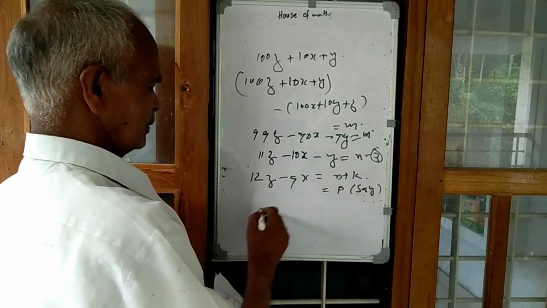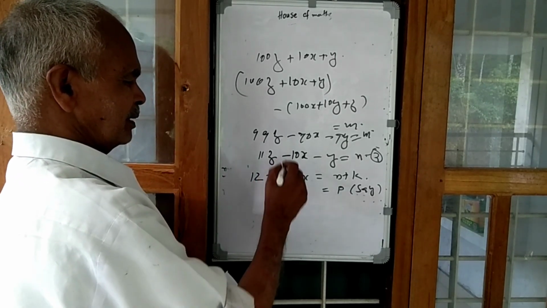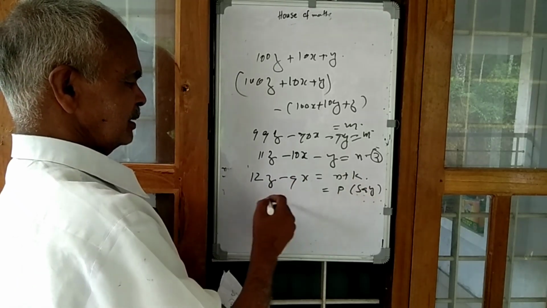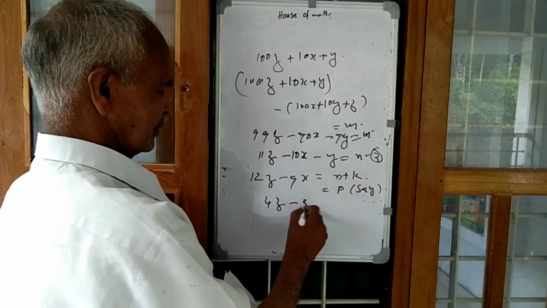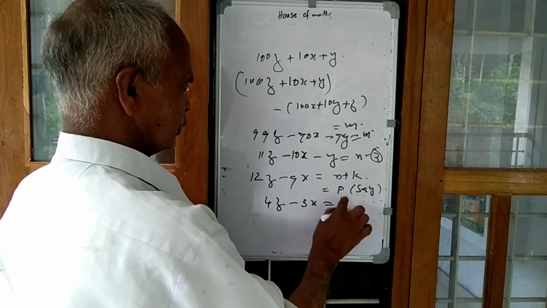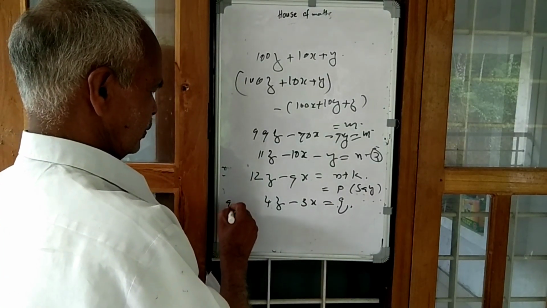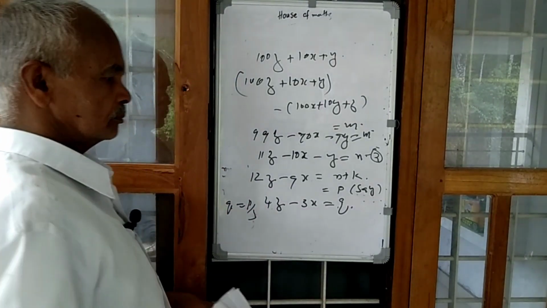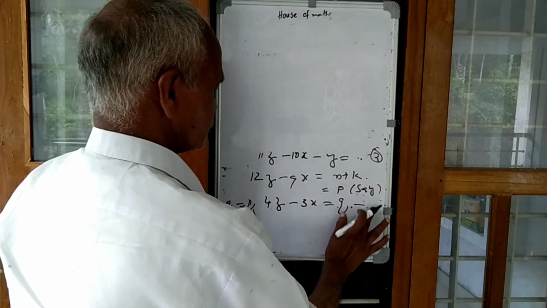dividing throughout by 3, that is, this equation is completely divisible by 3, that is 4z minus 3x equal to q, where q equal to p by 3. Equation number 3.